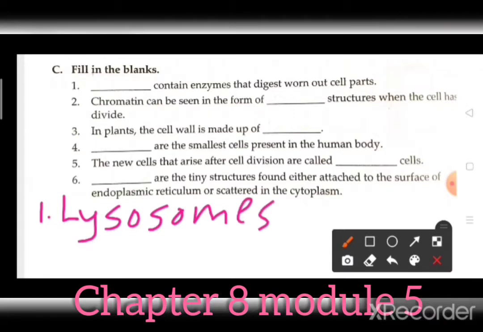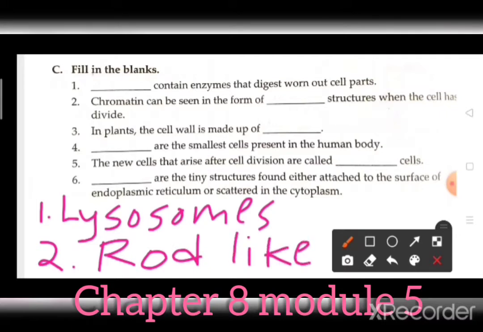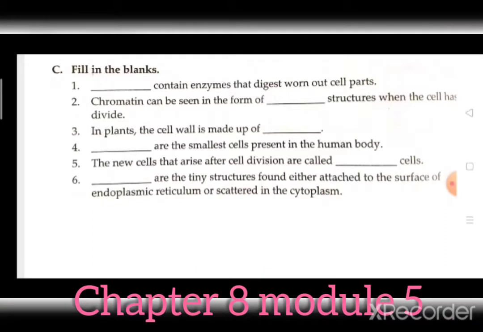Next is chromatin can be seen in the form of dash structures when the cell has to divide. So second one is rod like structures. Next is third one, in plants the cell wall is made up of, it is cellulose.